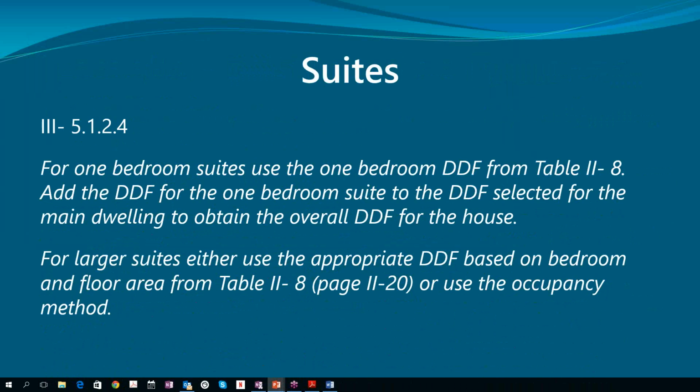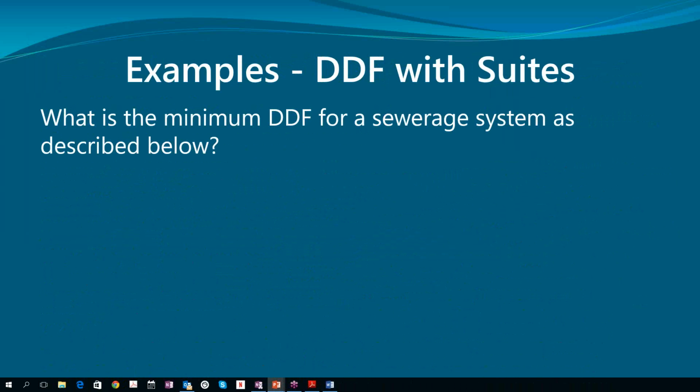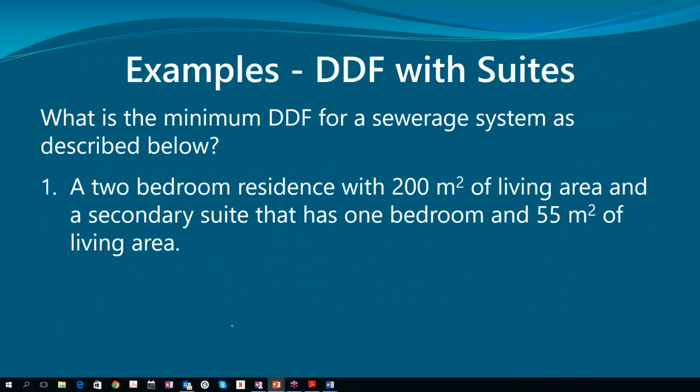And we'll do a few examples. So here's a 2-bedroom. It's got 200 square meters and a secondary suite that has 1 bedroom and 55 square meters.